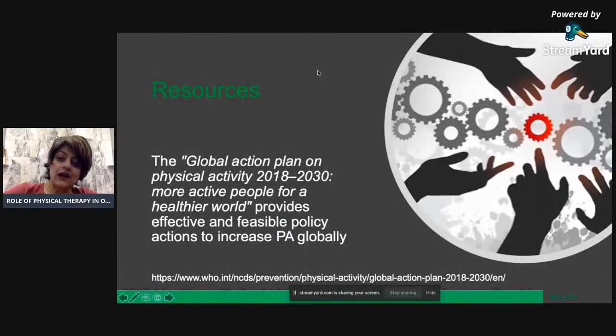Okay, so I just wanted to share this with you. Obesity is such a problem that the WHO actually came up with a global action plan on physical activity from 2018 to 2030. And the goal here is to encourage countries to come up with policies that increase physical activity globally, okay? That's how much of a problem obesity is. So if you want to do a bit more reading, then you can access this resource.